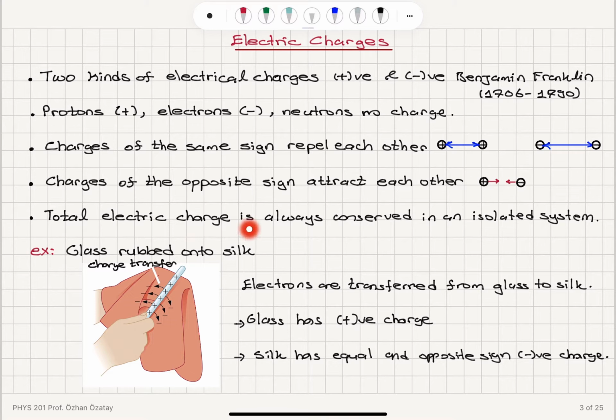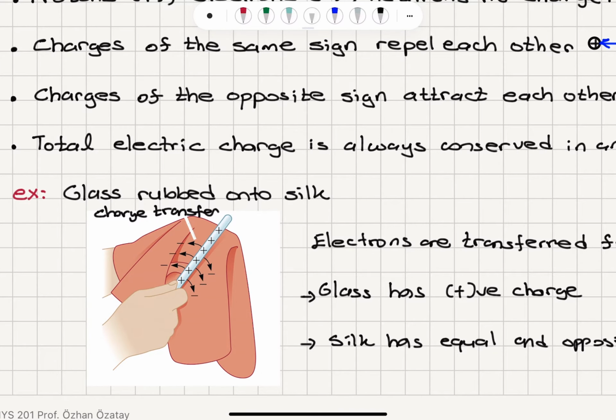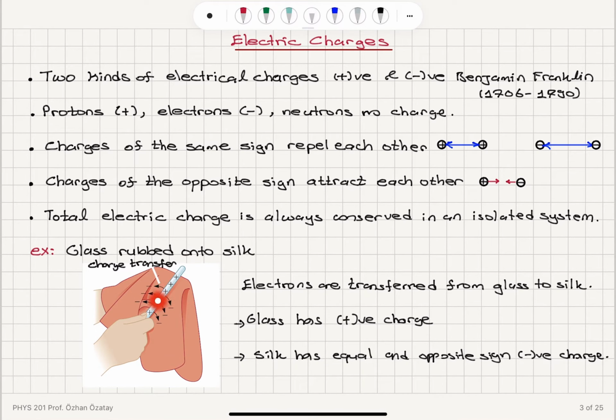Now, the total electric charge is always conserved in an isolated system. So if there's a transfer of charge in an isolated system, part of the system is positively charged, part of the system is negatively charged, and we have a net charge of 0. We can show this by looking at the experiment. Rubbing a glass onto silk, we have transfer of electrons from the glass to the silk, giving us a positively charged glass rod and negatively charged silk. So electron transfer from glass to silk, and basically we see that we have equal and opposite charges developing on the glass and the silk.